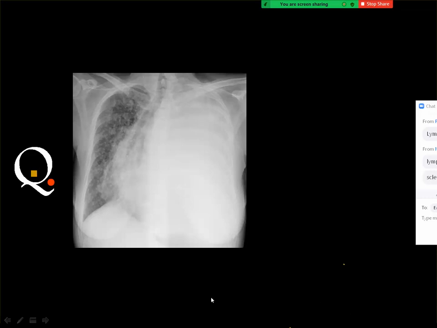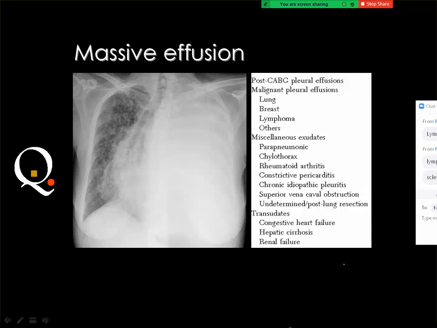This patient had a massive left-sided pleural effusion. And you know, massive pleural effusion has a list of differential diagnoses, and I give you this list. Then you got post-CABG and malignant effusion if the primary is present in the lung, the breast, the lymphoma, and others. And there is a very long history.